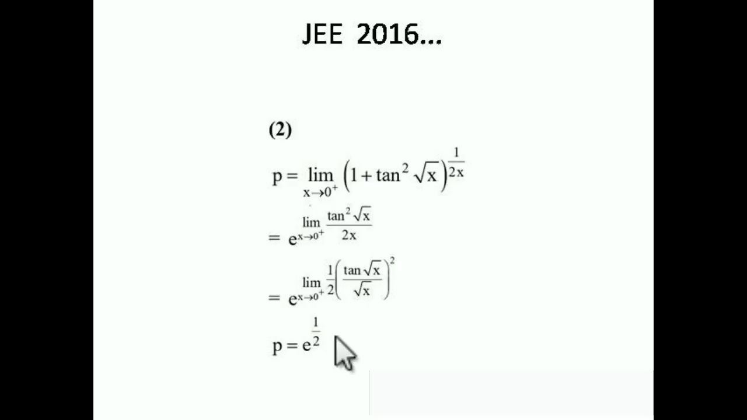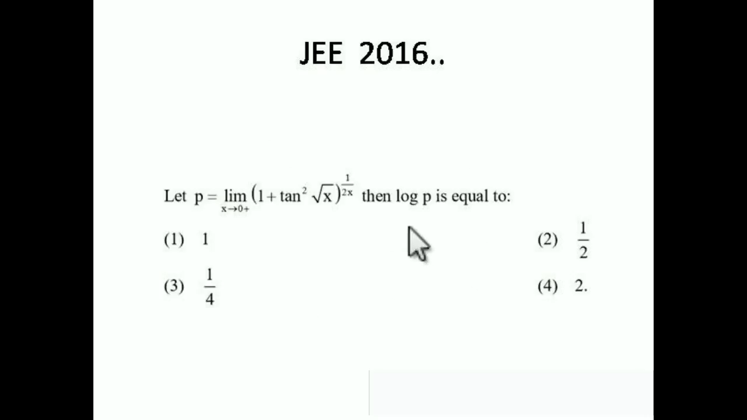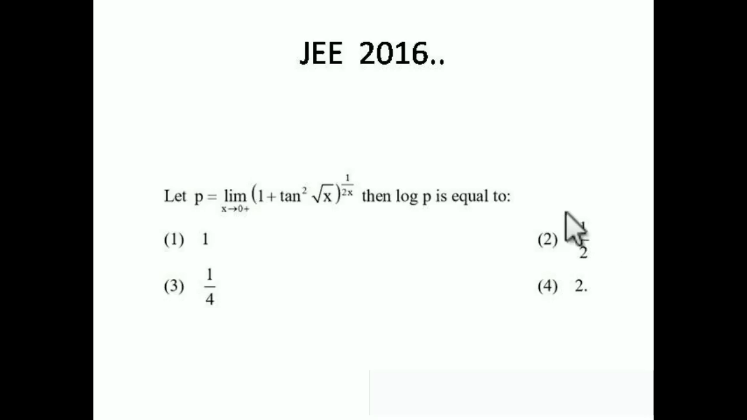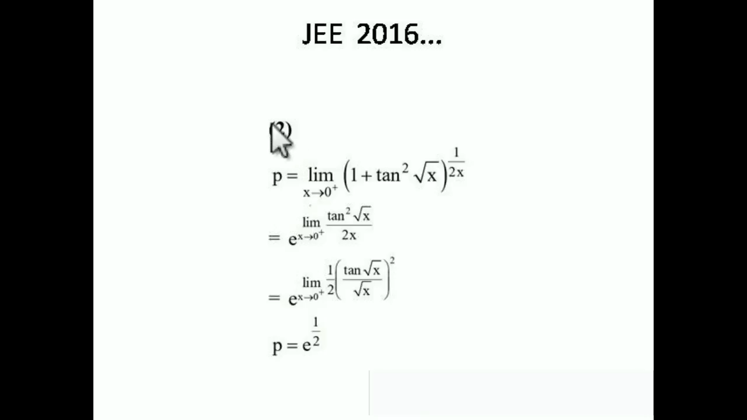Okay, but that's not the answer. The question asked log p, and p is e raised to 1 by 2, so log p is log of e raised to 1 by 2, so we are left with 1 by 2 log e, and log e is 1, so log p is equal to 1 by 2. So the right answer is option number 2, 1 by 2 is our right option.